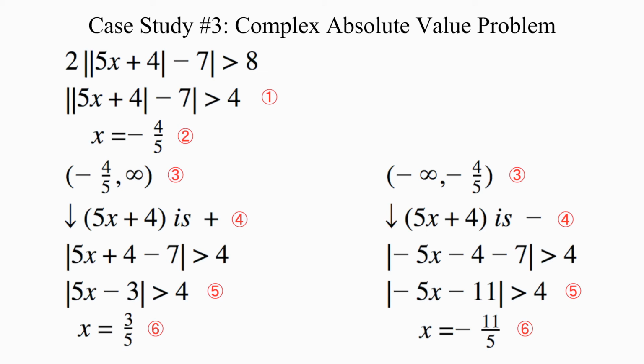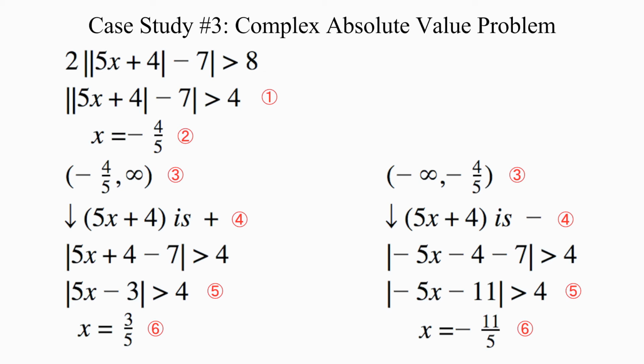And so what we do at this point is we actually solve for these 2 different absolute value inequalities independently. We only need to take into account the interval set in step 3 when we're considering the final solutions for each of the absolute value problems in step 5.